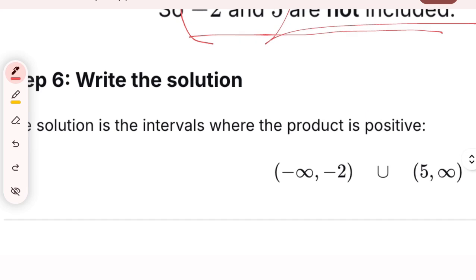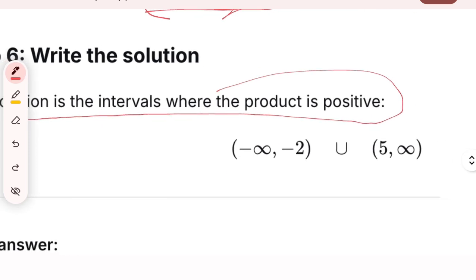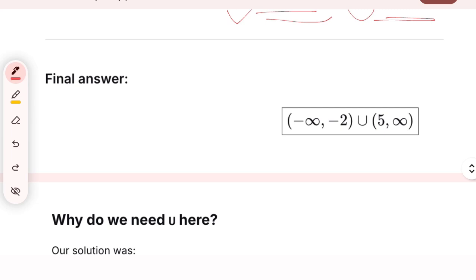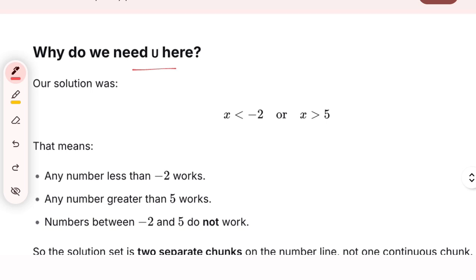So the solution is the intervals where the product is positive, or where it satisfies the original inequality. This is the first interval, which holds. This is the third interval, which also holds. And you put a union there. That is very, very important. Place a union there. So it would be this union this. That would be the final solution. All right. See, that's the solution now. Why do we need a union here?